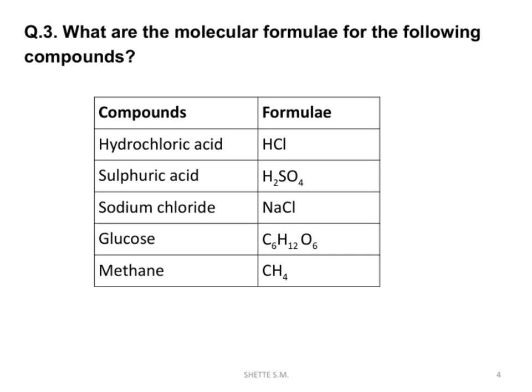Let's take a closer look at some common compounds and their chemical formulas. For example, hydrochloric acid is represented as HCl, which tells us it has one hydrogen atom and one chlorine atom. Similarly, sulfuric acid is written as H2SO4, indicating it contains two hydrogen atoms, one sulfur atom, and four oxygen atoms.